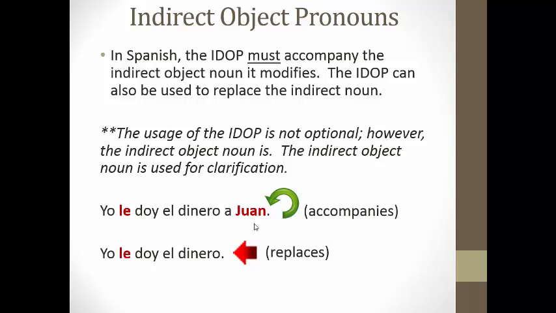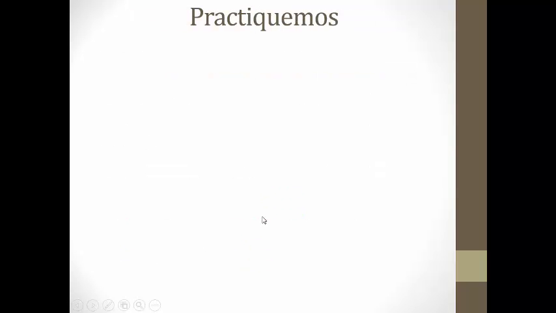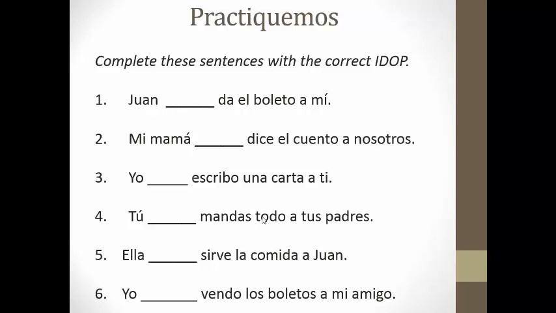So what you should know is that the IDOP, the me, te, le, nos, os, or les, is a requirement. You have to use it. What is optional is the a with the indirect object noun. Okay, let's do some practice and see if we understood that. Complete these sentences with the correct IDOP. We're going to do the first two together, and then I'm going to let you do 3, 4, 5, and 6 on your own.